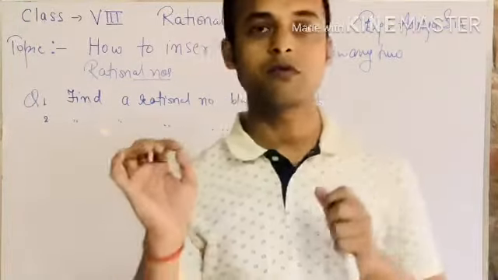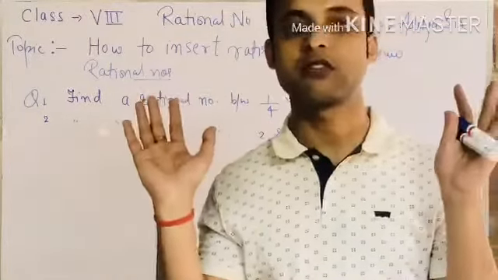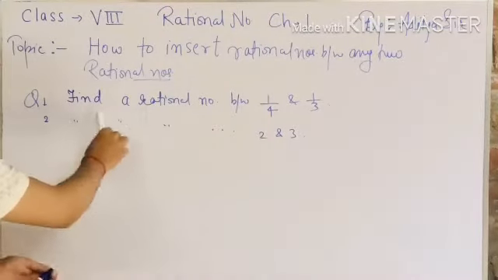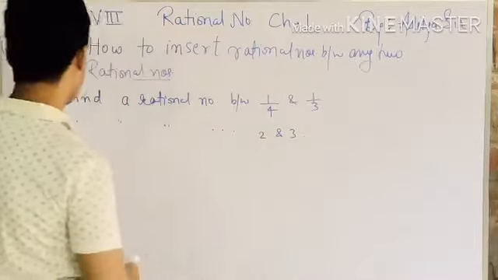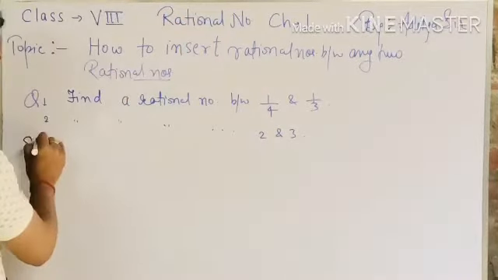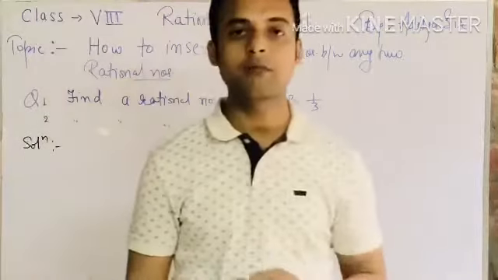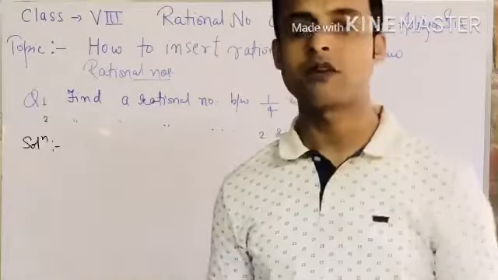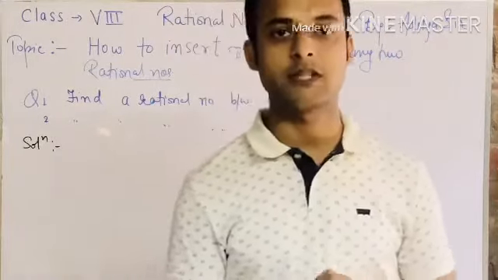Now we have to insert rational numbers between given rational numbers. So the question is: find the rational numbers between 1 by 4 and 1 by 3. So come to the solution. There are various methods by which we can insert rational numbers between any two rational numbers. The first and basic method is the average method.